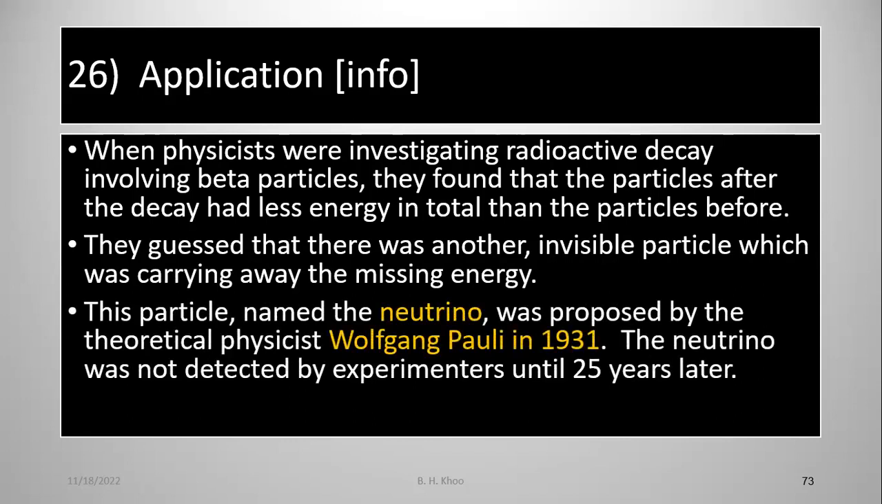So most likely the particle is not charged. The particle was named neutrino, proposed by theoretical physicists. So from your theory, right, we can forecast it because of conservation of energy. Then later on we found it from experiment. Neutrino was not detected by experimenters until 25 years later. You can see that experiment takes time to detect neutrino. We can predict first based on our theory.